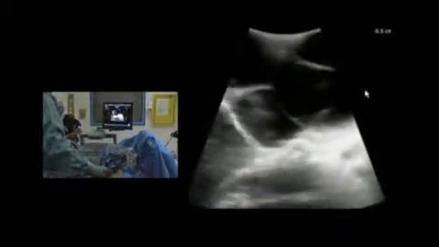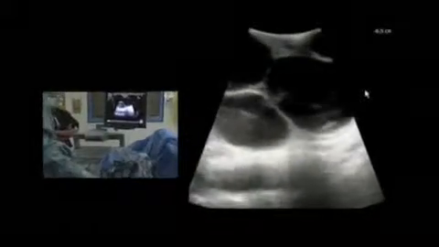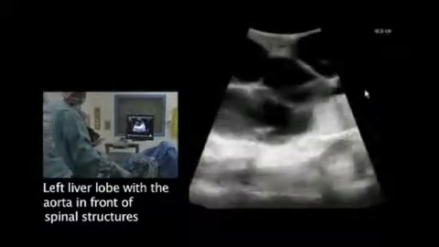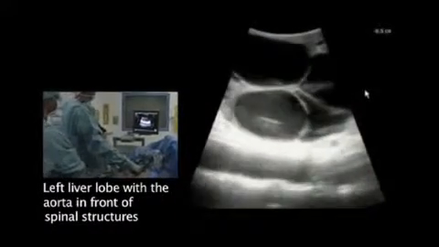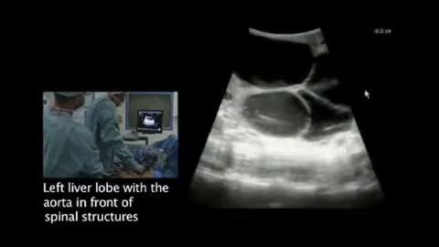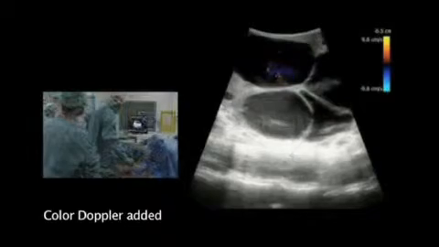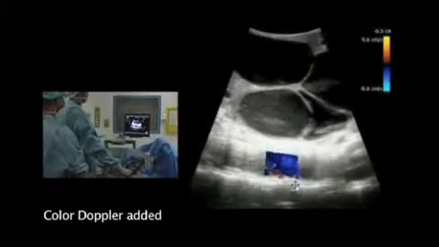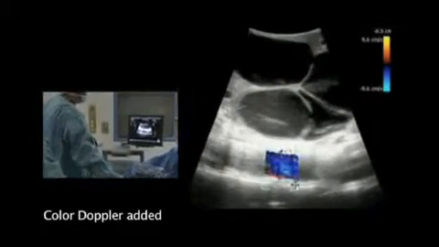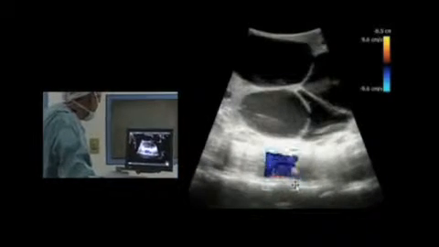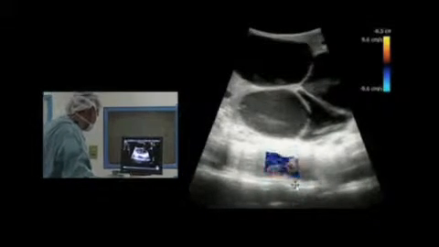We can see there is plenty of normal liver tissue in between, but there is some quite large dominant cysts and a number of smaller cysts as well. On the left lobe here, again keeping it so we're having the aorta in the lower part of the image. I can here try to add the color. And we can identify the aorta here in front of the spinal structure.